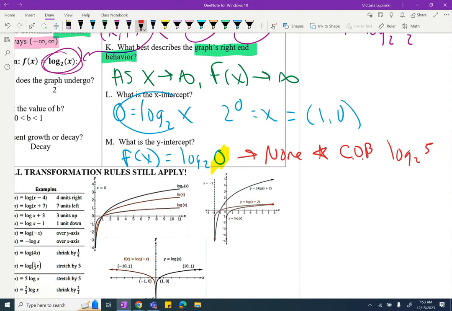Yes? So if you have something like log base 2 of 0, or like log base 2 of a negative, can you assume that that's your VA without doing it? That's your VA. If you can't find a y-intercept, can you assume it's at 0? Yeah. Okay. Yeah.